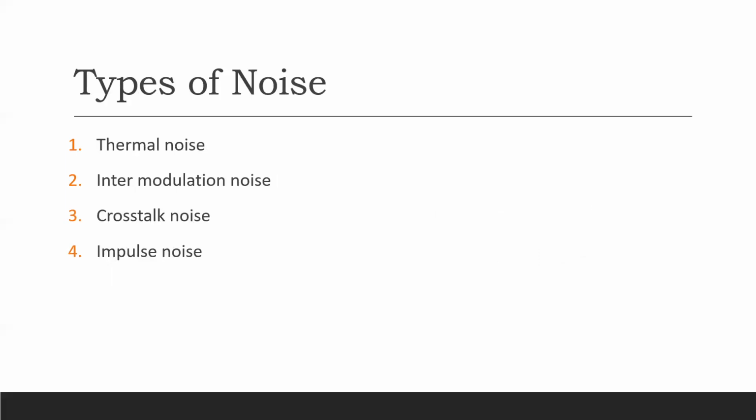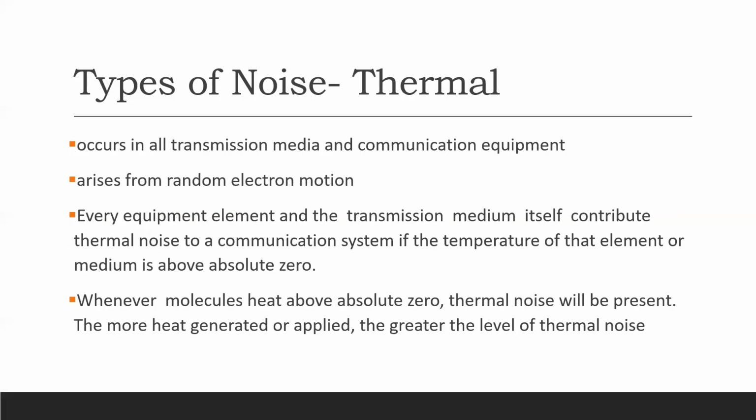Types of noise. The classification of noise is done depending on the type of source, the effect it shows, and the relation it has with the receiver. There are 4 types of noise, and these are thermal noise, intermodulation noise, crosstalk noise, and impulse noise. The first type of noise that we shall be looking at is thermal noise.